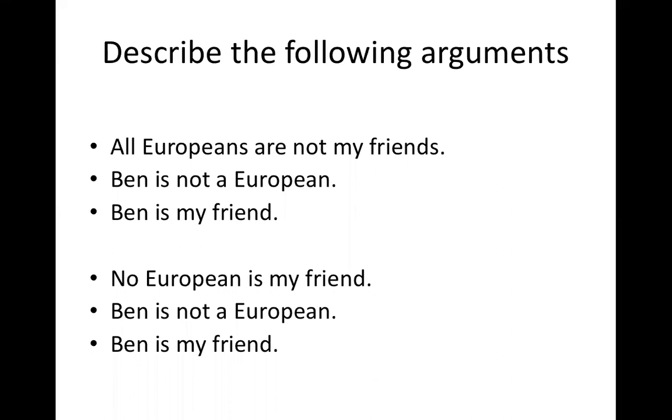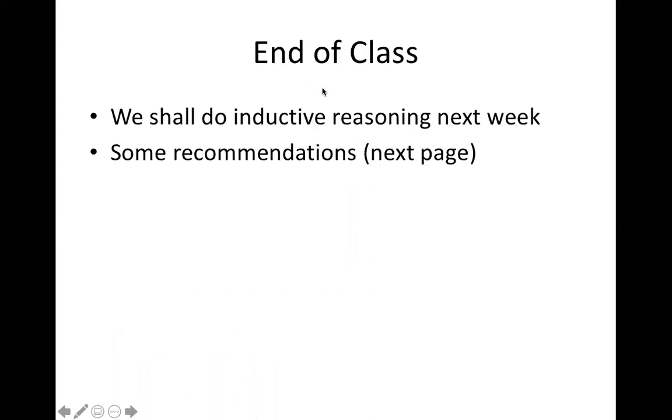No European is my friend. Ben is not a European. So you remove the two negatives. Any European is my friend. Ben is a European. So that's an argument that affirms the antecedent. Just remember that anytime you see two negatives, then it is a positive. So we'll do inductive reasoning next week.